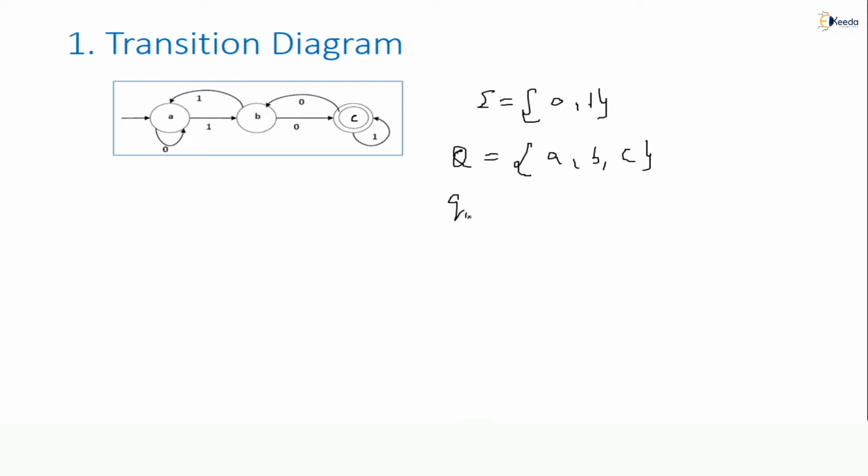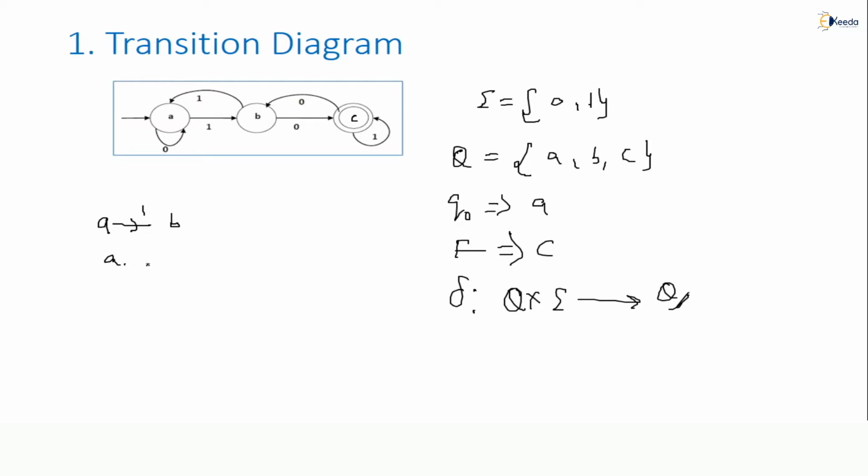And Q naught, what is the Q naught? The initial state is A. What is F? F is the final state, yes or no? F is nothing but C. So the transition function that we know, delta, is generally Q into sigma, giving a state in Q only. Like you can see in the transition function, A on 1 it is going to be B, correct or not? And A on 0 it is going to be A only. This is a transition function, and we can understand the transition path.